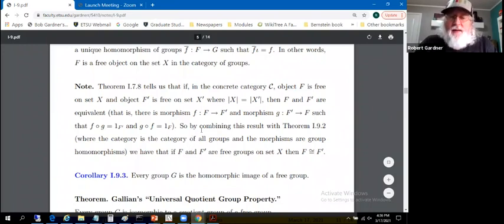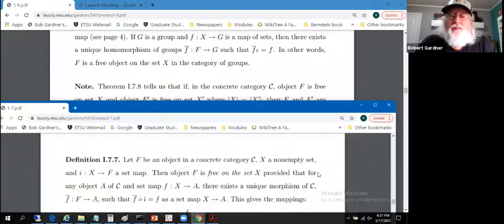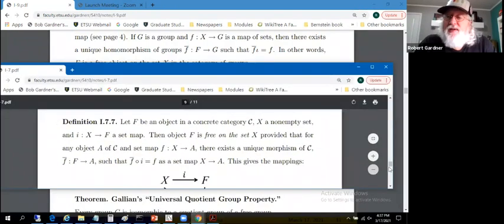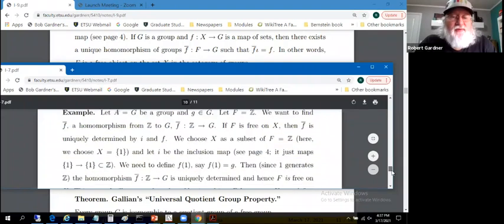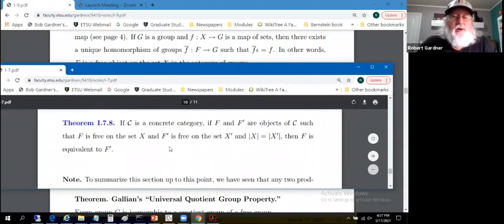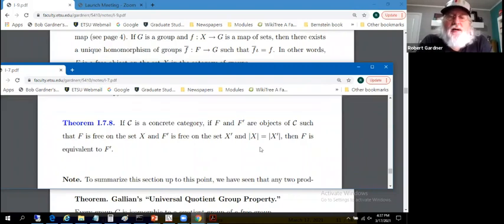Back to one last comment about the category theory. Theorem 1.7.8 tells us that if in the concrete category C, object F is free on set X and object F prime is free on set X prime, where X and X prime have the same cardinality, then F and F prime are equivalent. Actually, let's look at that as well. Theorem 1.7.8. Okay, that's just down the road from this definition 1.7 a little bit. Here it is specifically. So when I take free objects on sets of the same cardinality, I get equivalent objects.